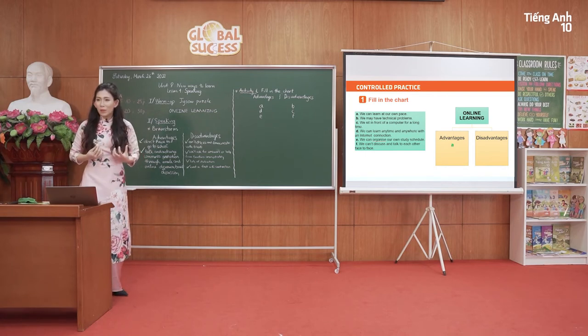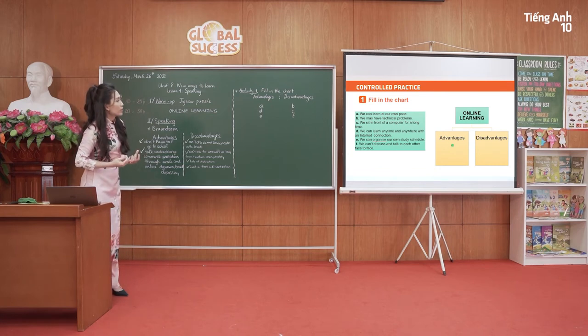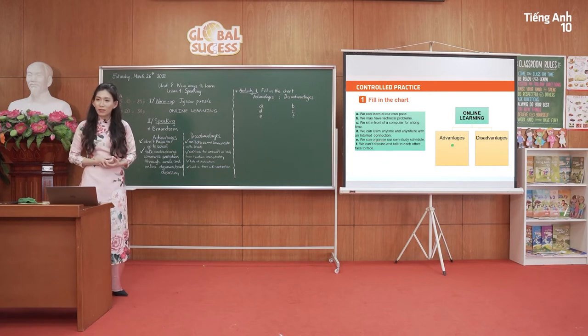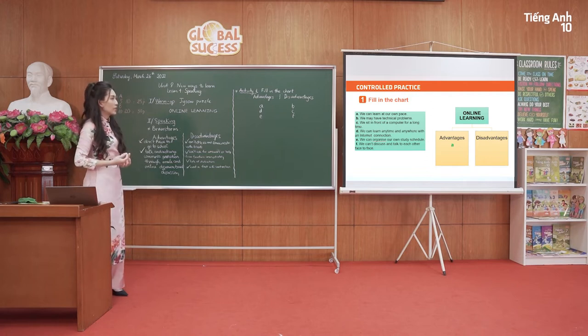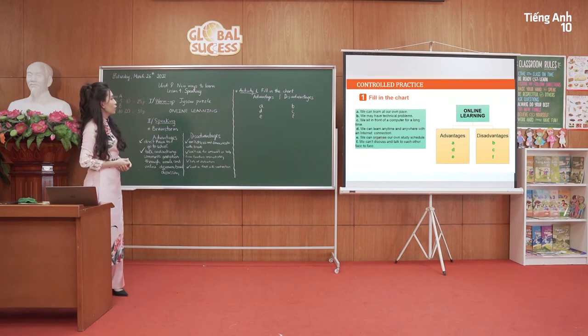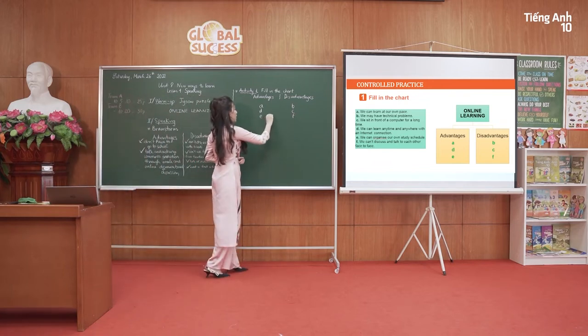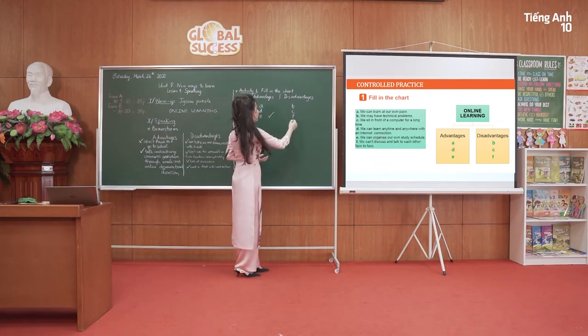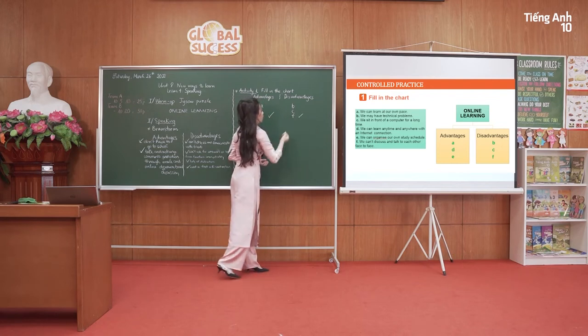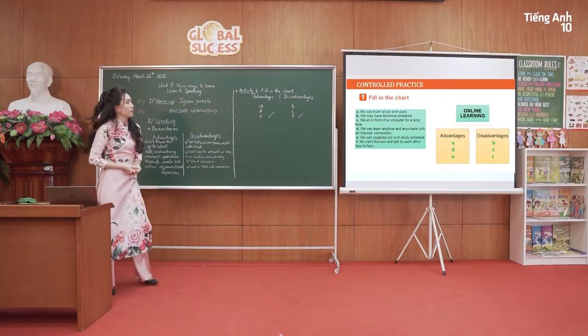Do you know what pace means? So statement A says, we can learn at our own pace. Do you know what pace means? I think it has a similar meaning to speed. Speed, yes. So at your own pace means at your own speed. Okay? Let's check the answer. So the advantages of online learning are A, D, and E. Correct? And of course, the disadvantages would be the remaining three statements, B, C, and F.